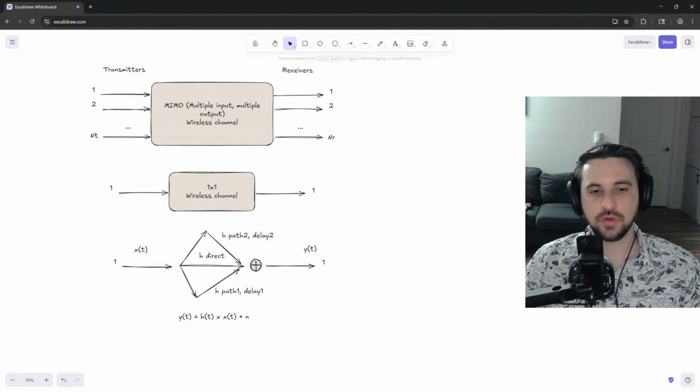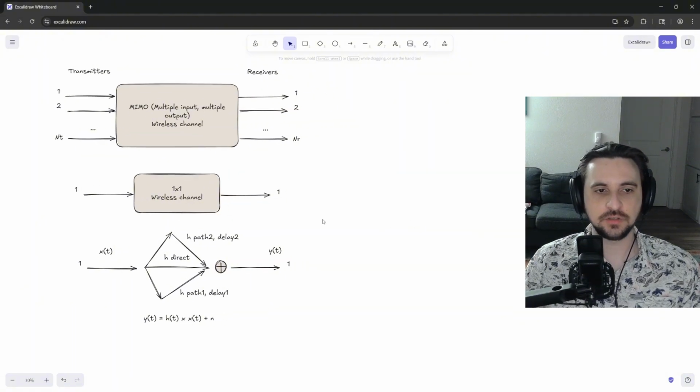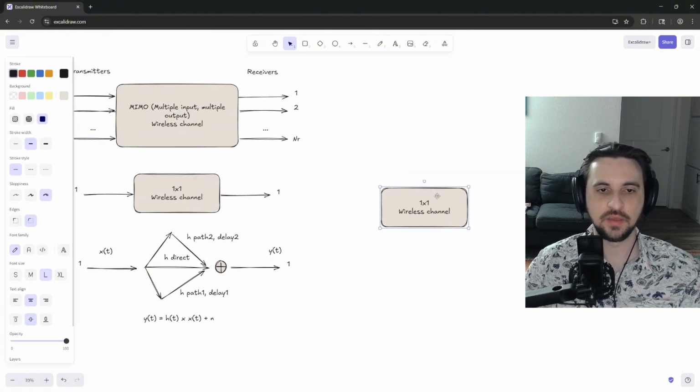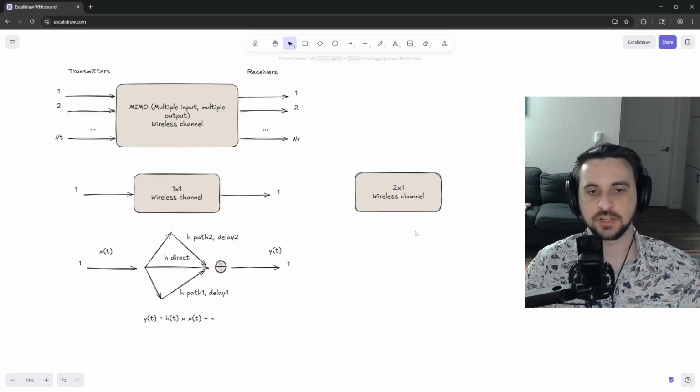But yeah, so now the question is, how do I estimate H? Okay, so there's two questions, right? We want to generate wireless channels. We want to train a generative model for them, and then we want to use it to estimate channels. Actually, okay, before that, let's look at another channel, a 2 times 1 wireless channel, okay?